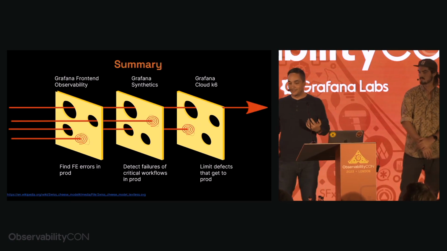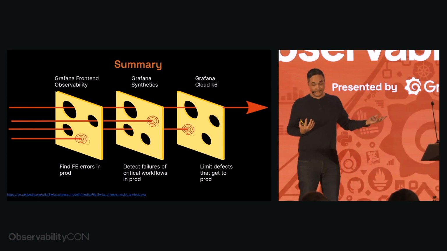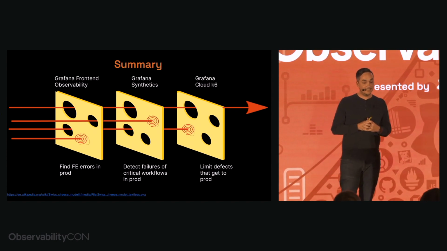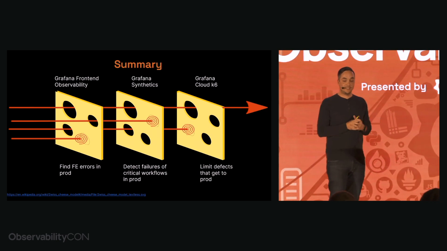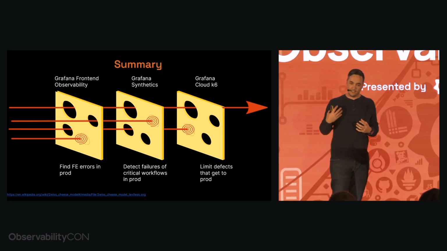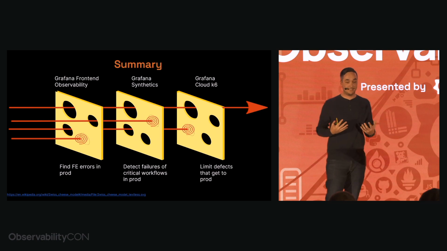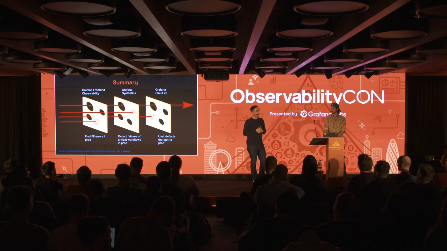Right. So, in summary, we saw Grafana front-end observability in action. It helped us catch some errors. We were able to see them quickly and dig into that. We saw what Grafana synthetics could do to give us signals if something was failing, where we might want to investigate. And then finally, I hope you saw with K6 how we could use that to performance test that same system so we could gain confidence before we release things to customers.